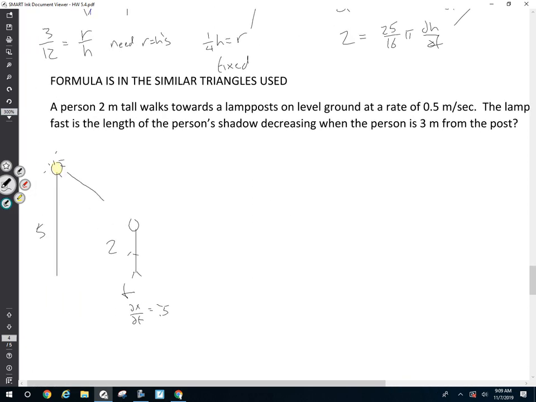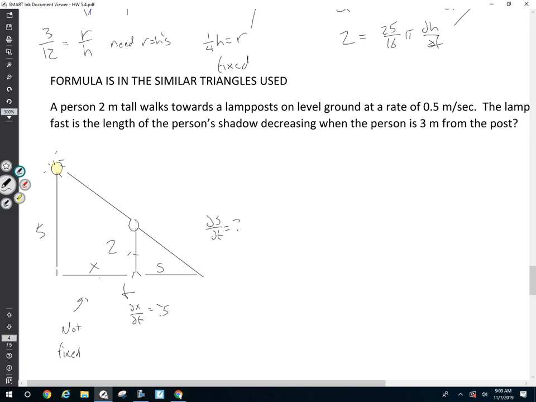So the lamp is hitting the dude. It's creating a shadow. And here is the length of the shadow. And we are trying to find how fast S is changing, ds/dt, when the person is 3 meters from the lamppost. So I'm going to call this just like an x distance. This is x equals 3, but x equals 3 is not fixed. So instead of saying x equals 3, let's just put down x. Okay, this is very important. So I'm just going to not put down 3. Instead, I'll put down x.